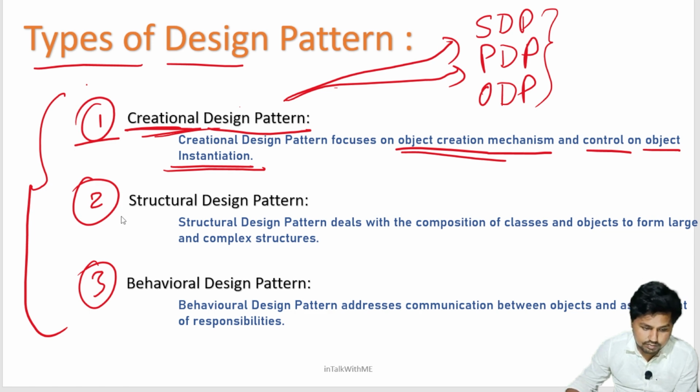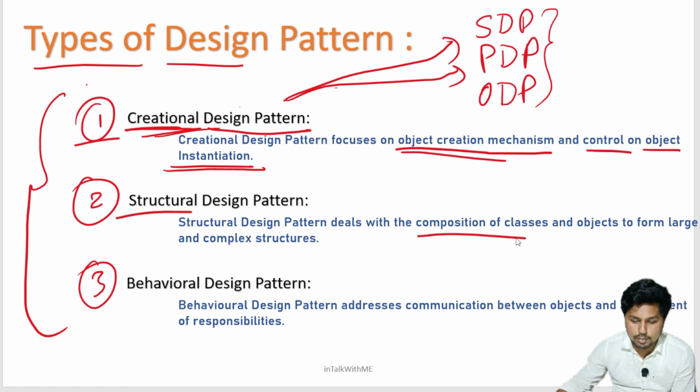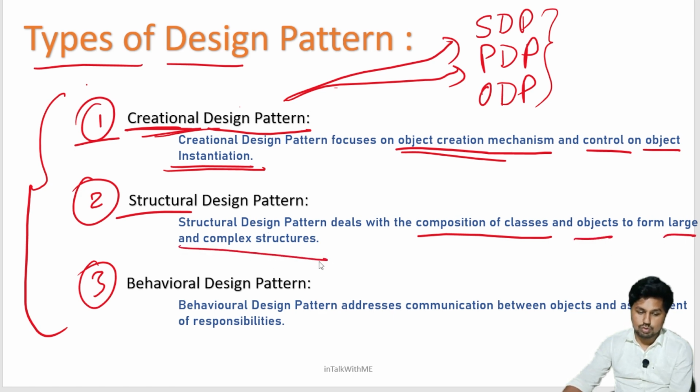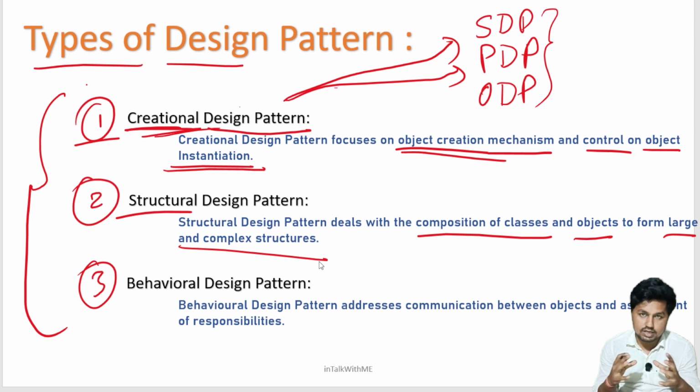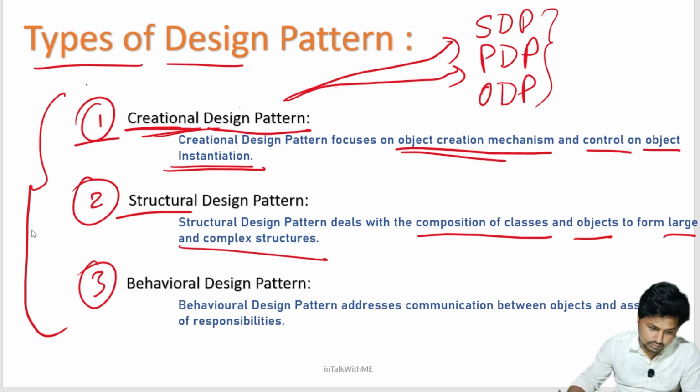Moving forward, we have the structural design pattern. Structural design pattern deals with the composition of classes and objects to form a large and complex structure. These design patterns focus mainly on class relationships like is-a relationship, has-a relationship, and inheritance. We will be combining all of those so that we can make a more complex structure.